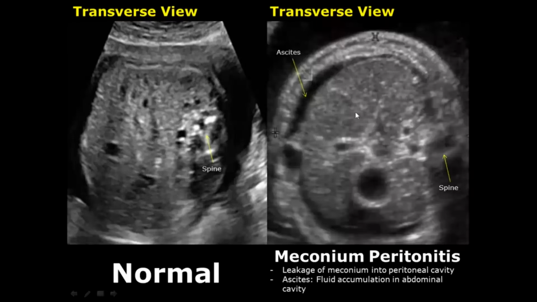Ascites can also occur with meconium peritonitis. Due to bowel perforation, there will be leakage of fluid into the abdominal cavity. Here we have fluid collection in the abdominal cavity. This is ascites. This can also occur with meconium peritonitis.